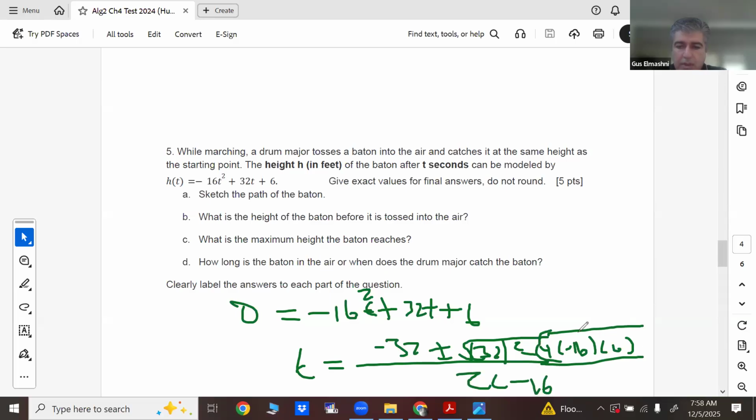So calculate the 4 times negative 16 times 6 first, then do 32 squared, then subtract the two values, root it, then add to negative 32, subtract to negative 32, and then divide by 2 times negative 16. That's how you do part D.